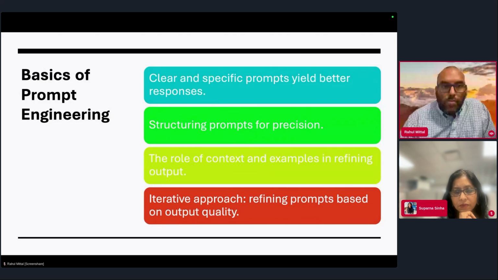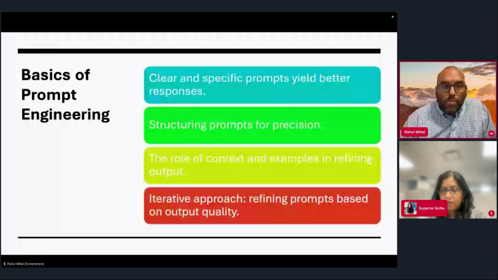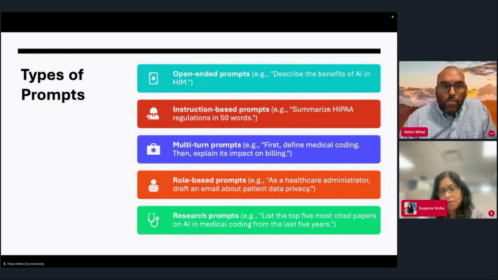By learning prompt engineering techniques, HIM professionals can optimize their interactions with AI and enhance their efficiency in handling health information. Especially our students are working full time on our courses, and it's an asynchronous course. So it's really important that we try to teach them prompt engineering from a distance. Okay, so the next slide.